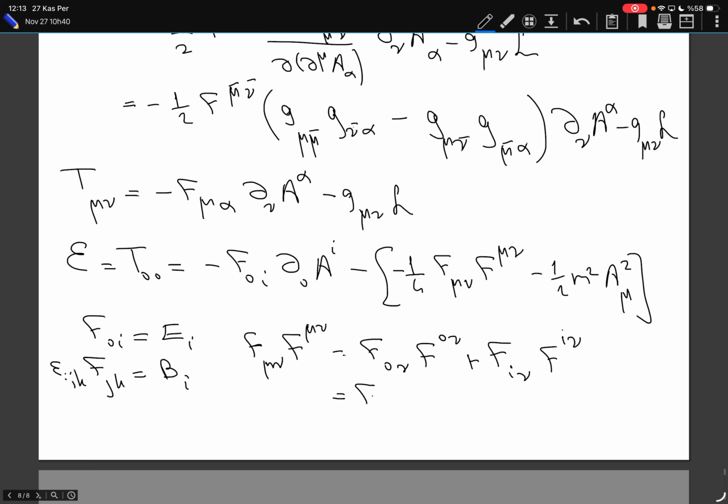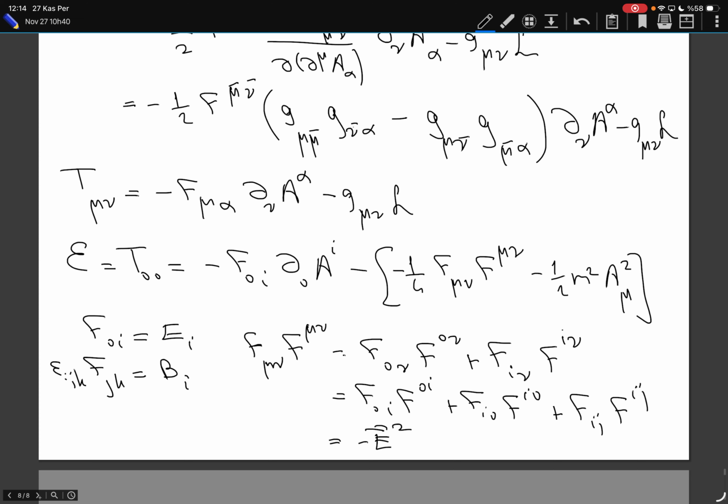Which will be F_{0i}, because the F_{00} term is 0, plus F_{i0}, the nu equal to 0 term, plus F_{ij}. Well, the first two terms are the same. Remember, F_{0i}'s are E_i. If I put the index i upward, I get an extra minus sign. So this is minus E squared.